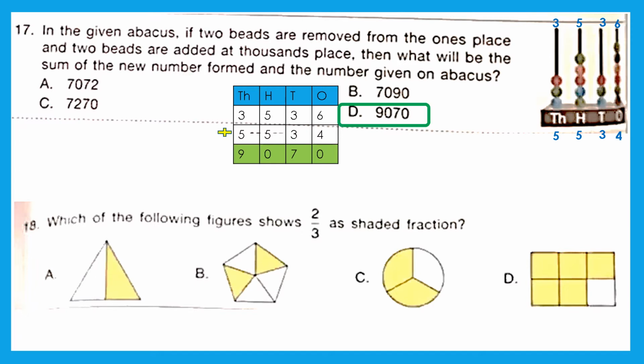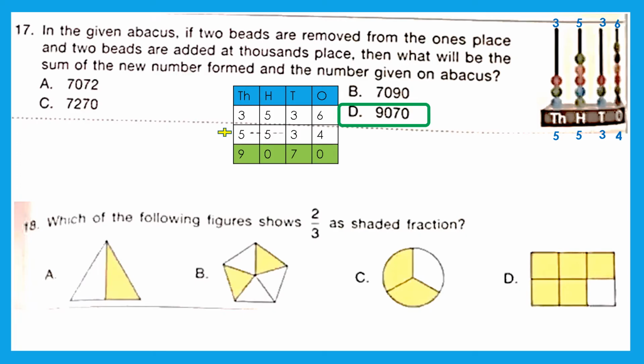Question 18. Which of the following figures shows 2 by 3 as shaded fraction? First let's see in which figure we have only 2 shaded parts. And that is figure B. That is the only figure, right? No, C is also there. So B and C are there.